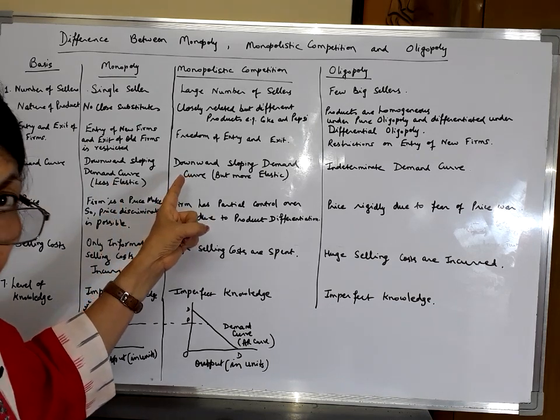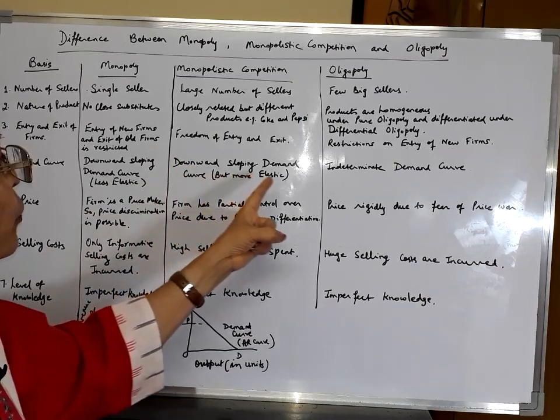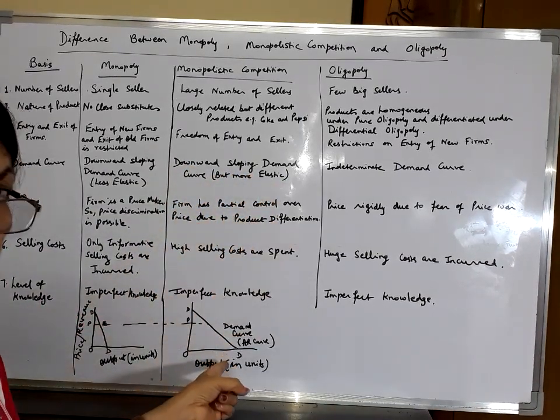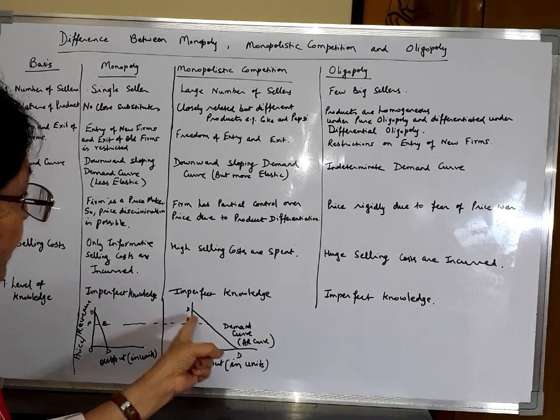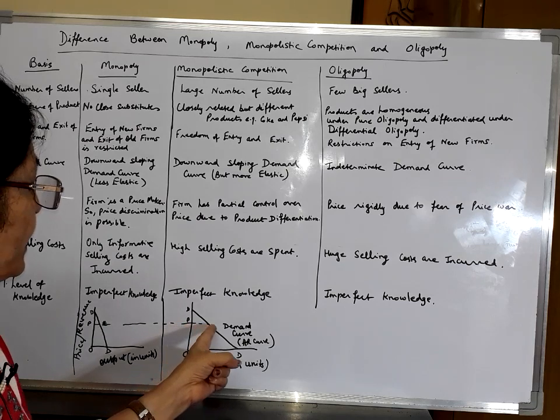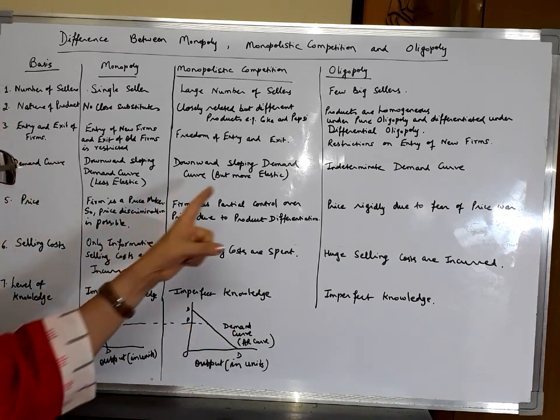On the other hand, in case of monopolistic competition, you have a downward sloping demand curve but more elastic. This is shown by this diagram here. We have a demand curve which is flatter, and at this price OP he is supplying much more than what the monopolist was doing.